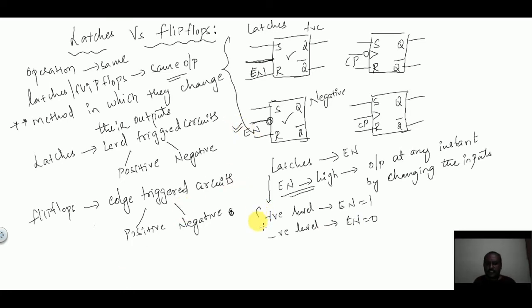So if you maintain these two conditions in these two types of latches, then you are free to change the output at any instant by changing the inputs. So this is the basic operation of a latch. Whereas in the case of a flip-flop, this does not work. A flip-flop has an input called the clock input, and the flip-flop inputs, these two S and R inputs, are synchronous with respect to the clock. That means they are applied with respect to the clock.